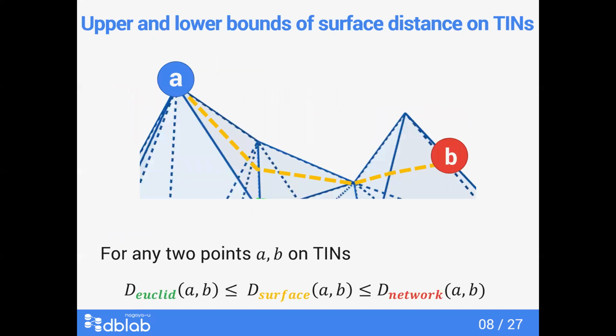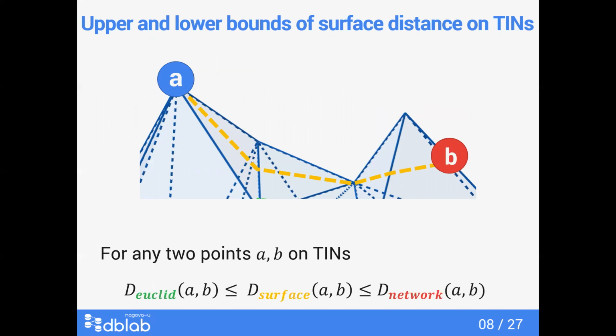This figure shows the network structure of TIN. The calculation of the surface distance shown in yellow is high cost, so we want to make the calculation faster somehow. The existing research showed the upper and lower bounds of the surface distance in TIN space.